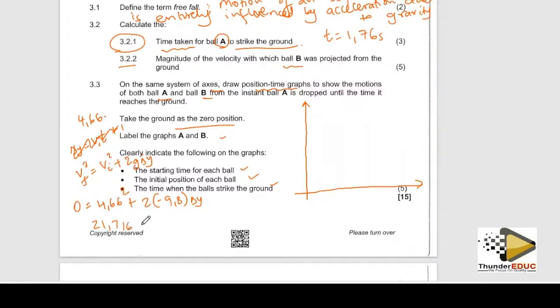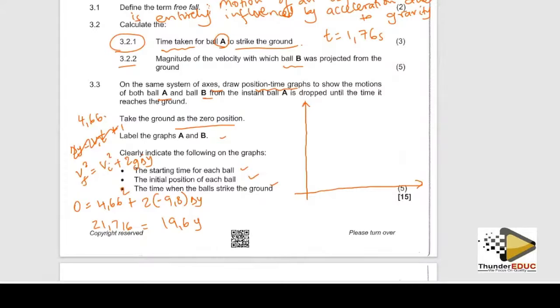It's going to be equal to 19.6. So 19.6 delta y. And I divide both sides, 21 divided by 19.6. I'm ending up with a very miserable answer, guys. 4.66 squared. Okay, that is 21.